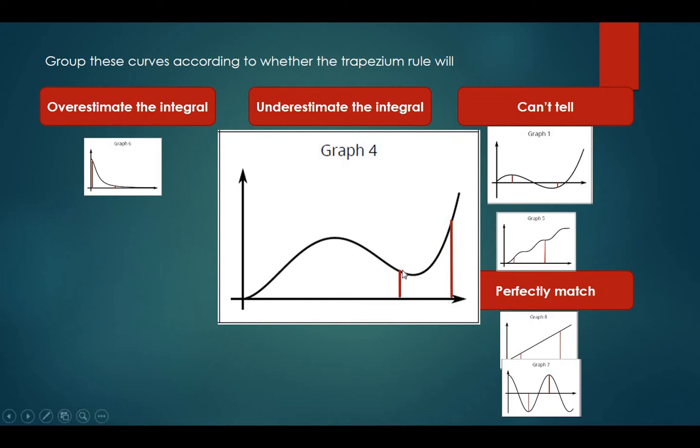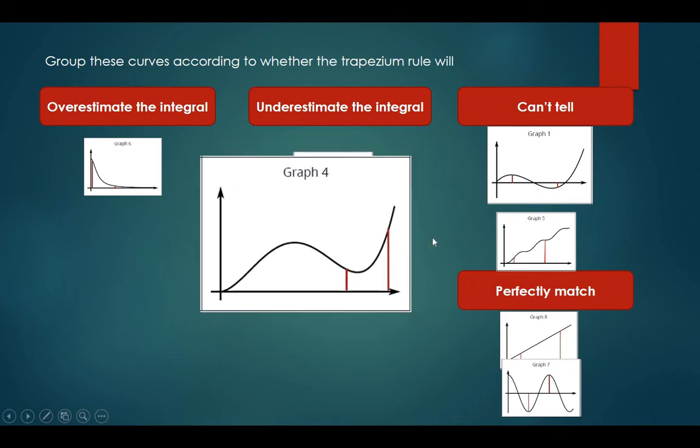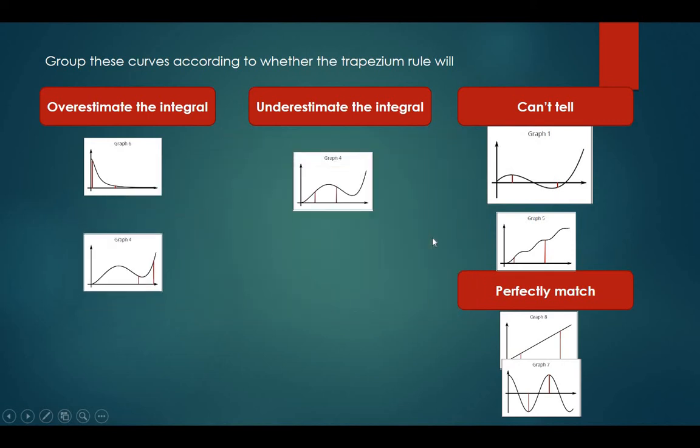On this part of the graph, we can see that we're curving upwards. So that means the trapezia is going to lie above the curve, and we will be overestimating the integral.